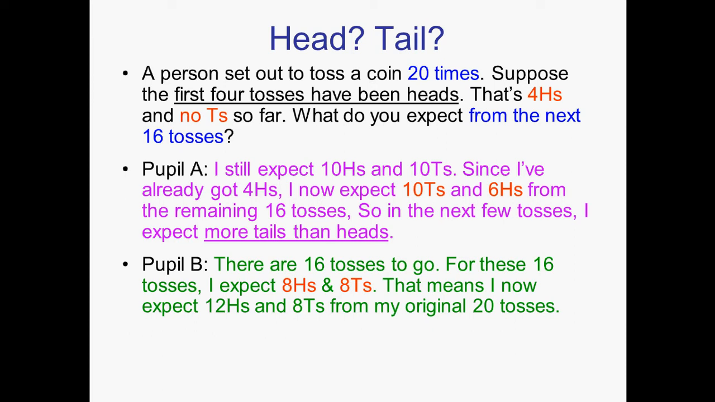Next pupil says, there are 16 tosses to go. For these 16 tosses, I expect half-half, which is 8 heads, 8 tails. That means I now expect 12 heads and 8 tails from my original 20 tosses. So, who is right?